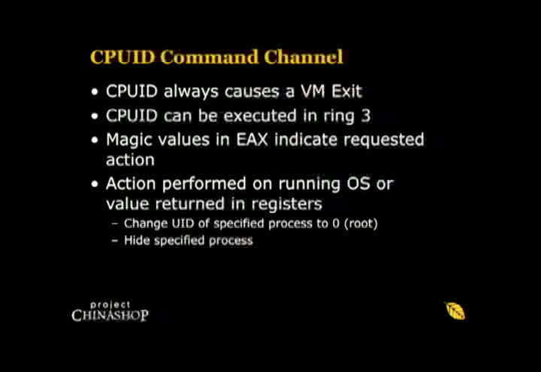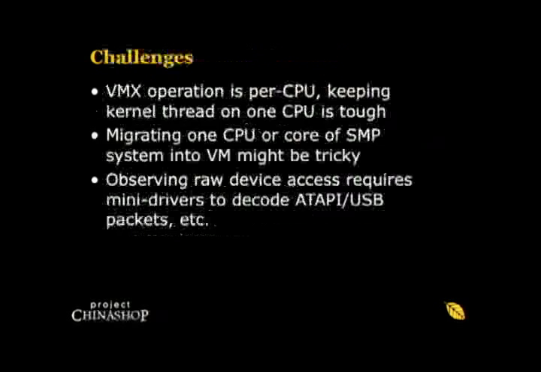The CPUID command channel is pretty simple. The reason I did it is that it always causes a VM exit and can be executed unprivileged. A magic value in EAX indicates a requested action. For example, if EAX equals hex dead and something else, the rest of that is the PID that you want to change to root. Or you can say hide this process, and so on. And actually, this is what I'll demo in a couple of minutes.